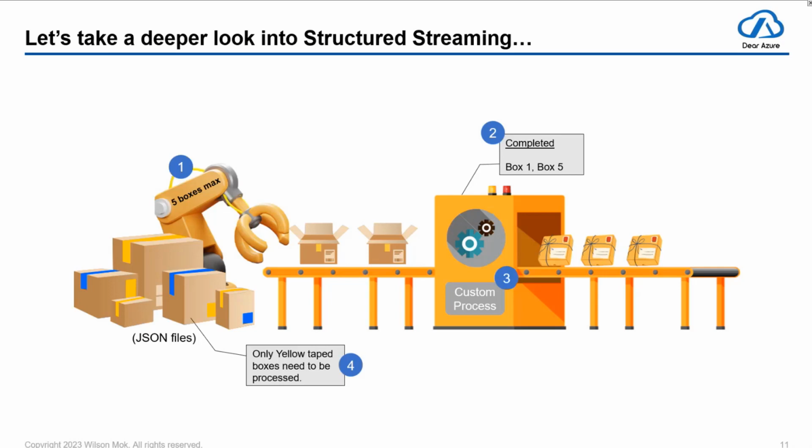And finally, the machine also has the capability to figure out which boxes should go onto this conveyor belt. So in this case, we only want the yellow taped boxes from our storage, and ignore all the blue ones, right? And this particular piece where we take the data from the warehouse storage and put it onto the conveyor belt is a feature called Autoloader in Databricks, and we'll go more in depth in the demo as to how that feature works.